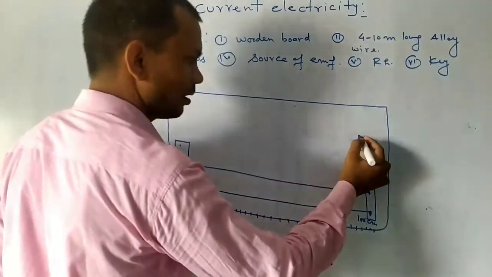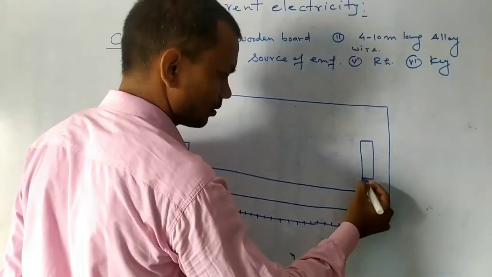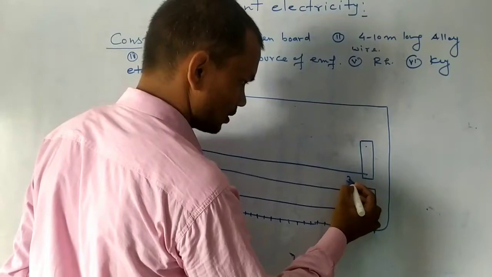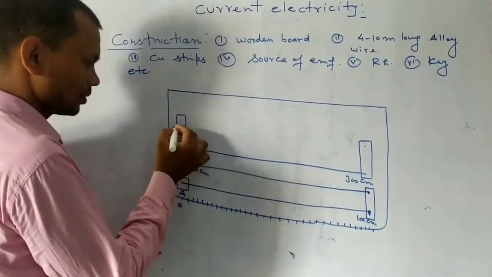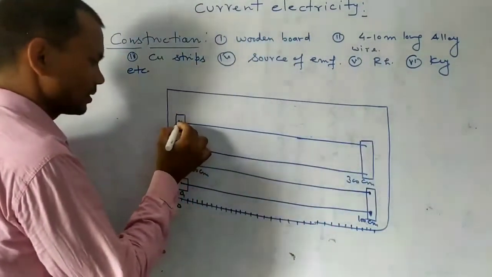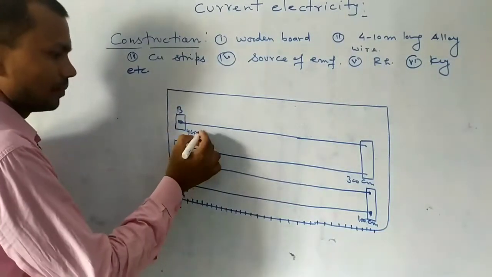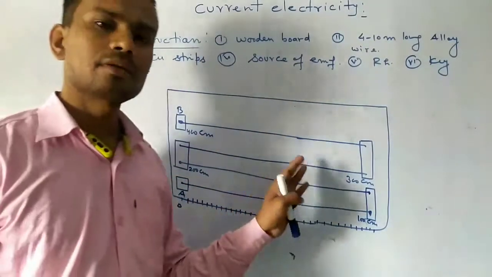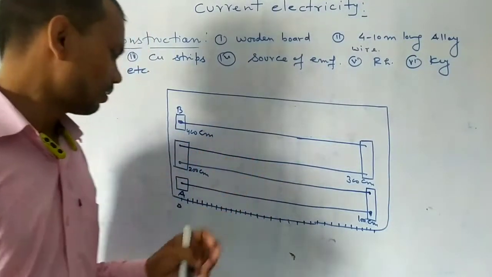Then on this side again we use a thick copper strip, with two knobs. Here this is 300 centimeter. And then suppose this is a copper strip with one knob, here suppose another point, this is P, and here this is 400 centimeter. So this is one potentiometer we are making, which has 4 meter, or 400 centimeter, of wire.